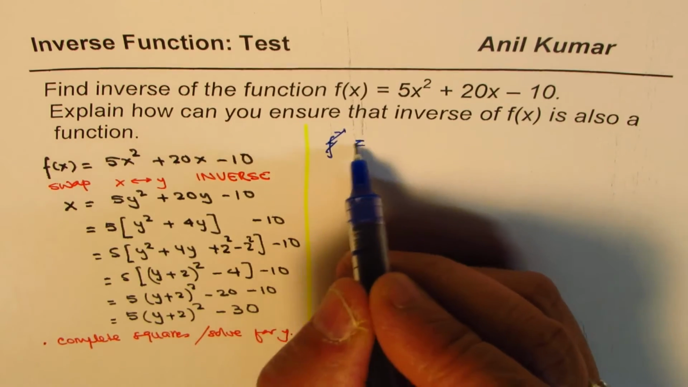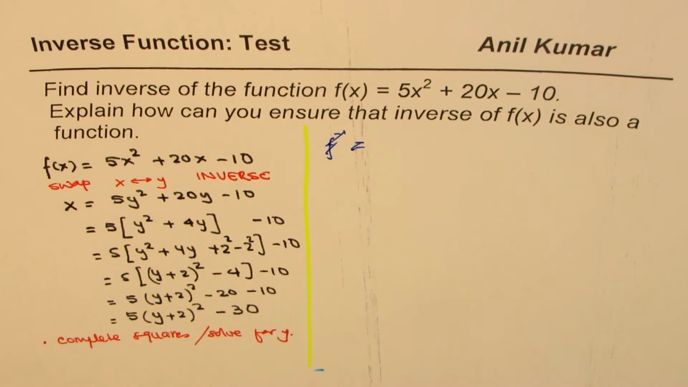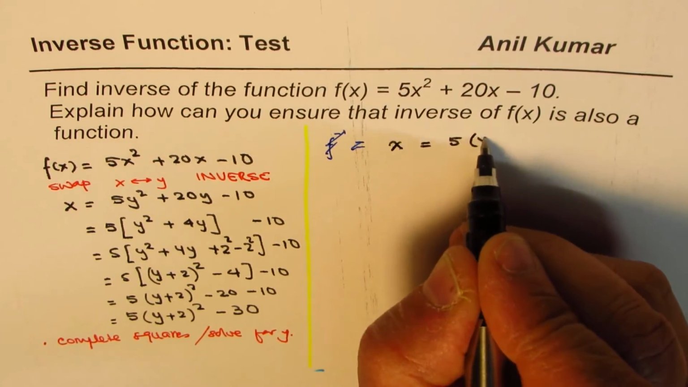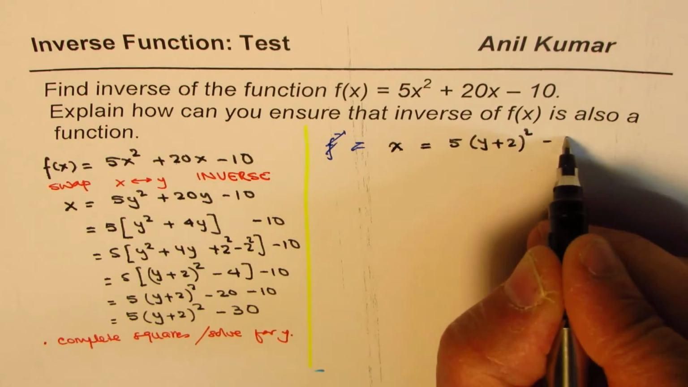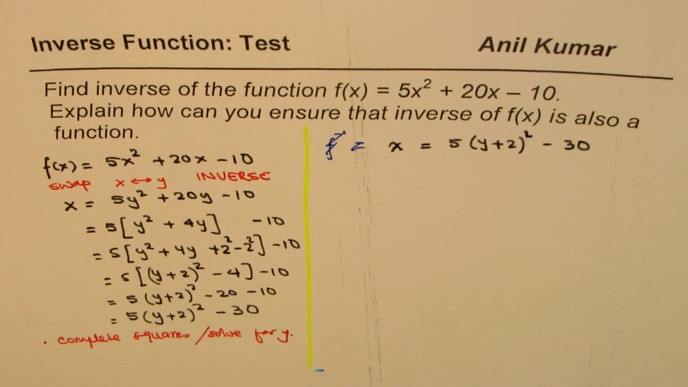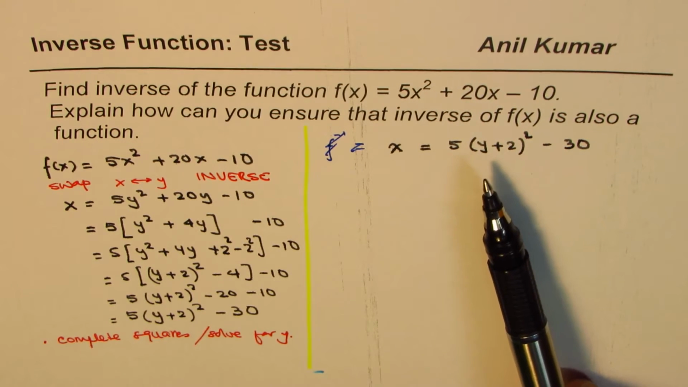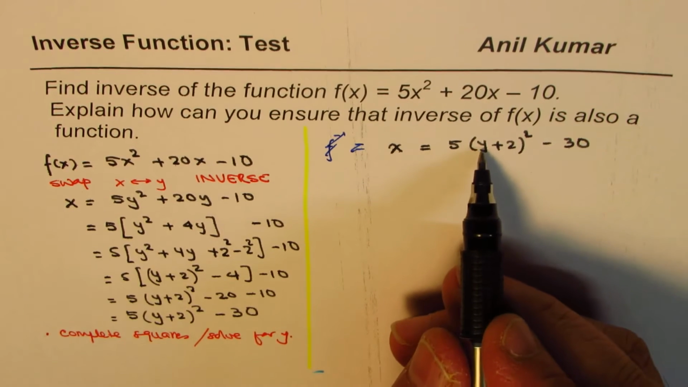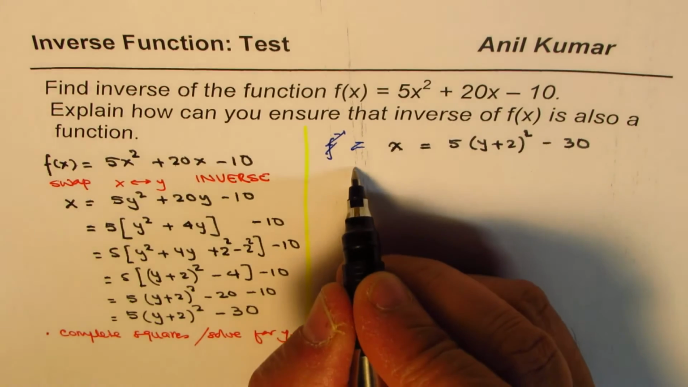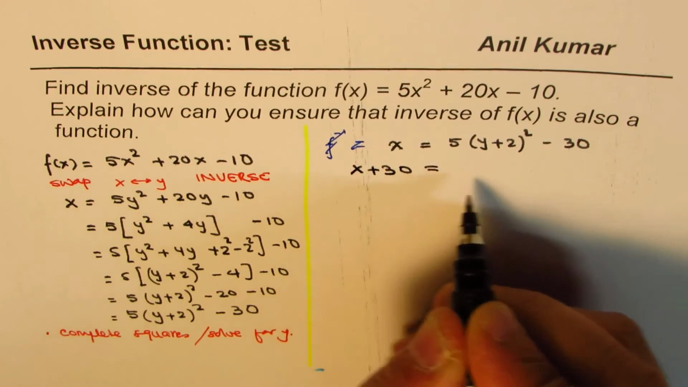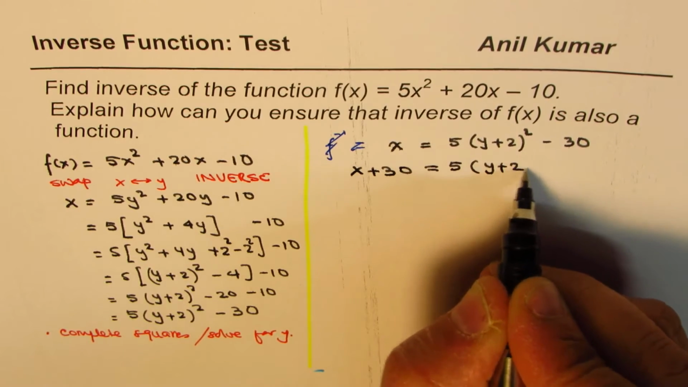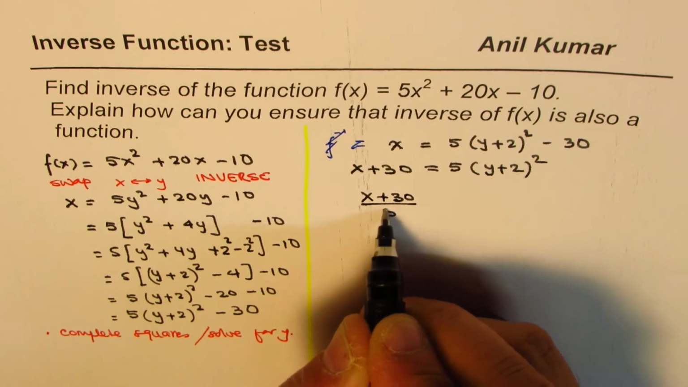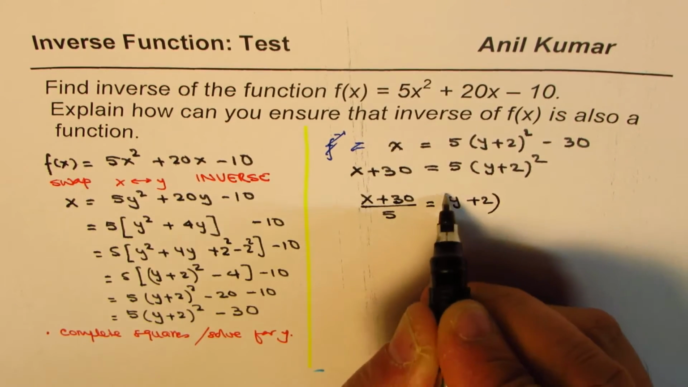Okay, so we are still far from here. What we have here is, let me rewrite with this ink. x equals 5 times y plus 2 whole squared minus 30, right? So that is the function which we have. It has vertex at minus 2 and minus 30. To find the inverse, we have to isolate y. So we'll bring 30 this side. So we have x plus 30 equals 5 times y plus 2 whole squared. Now I'll divide by 5. So x plus 30 divided by 5 equals y plus 2 whole squared.